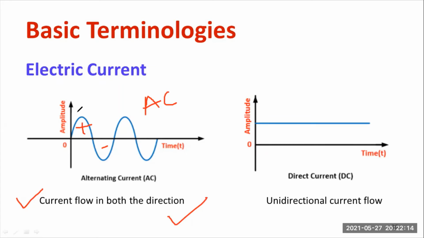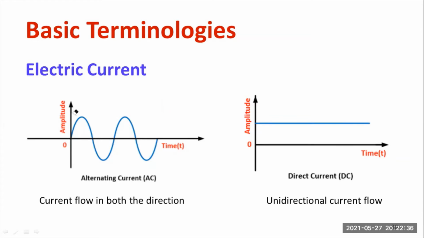Such kind of currents are generally known as alternating current, whereas the unidirectional flow of current belongs to DC quantity. There won't be any changes, only one direction. It's a constant; the current is not changing with respect to time. Such types of currents are generally known as DC current, the direct quantity, as well as the AC quantity.